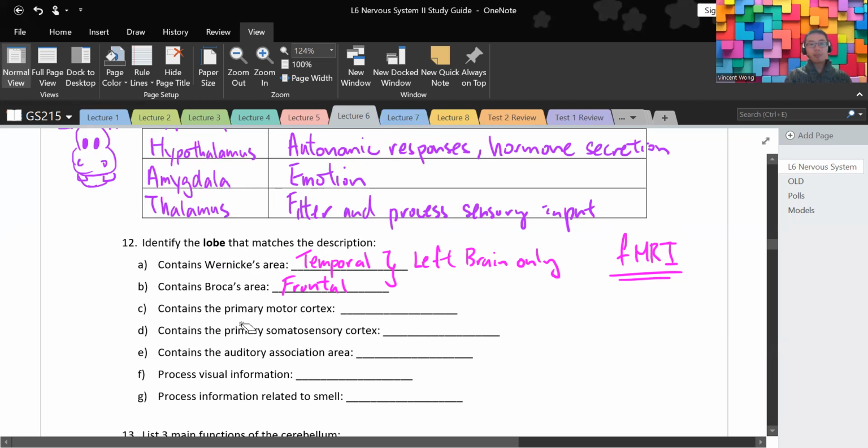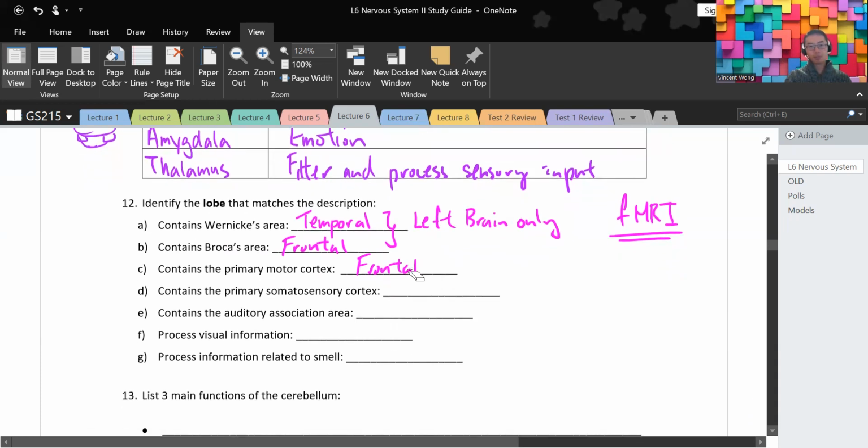Contains the primary motor cortex, the area that allows voluntary movement. That would also be the frontal lobe, located at the back of the frontal lobe.